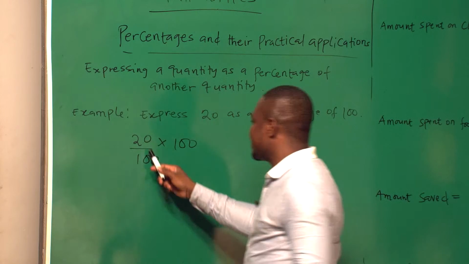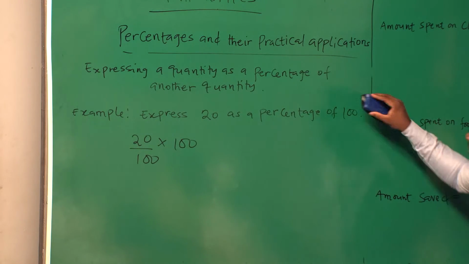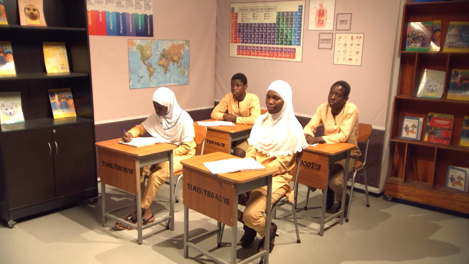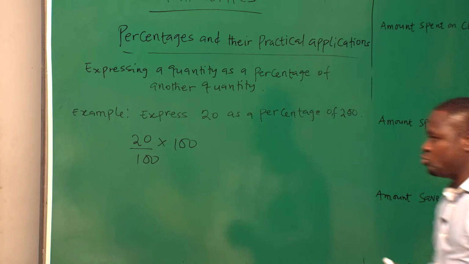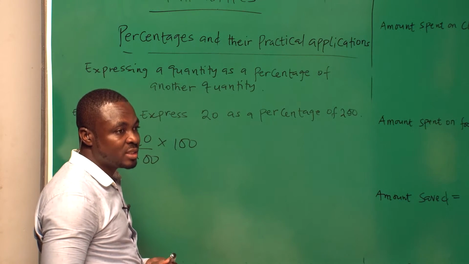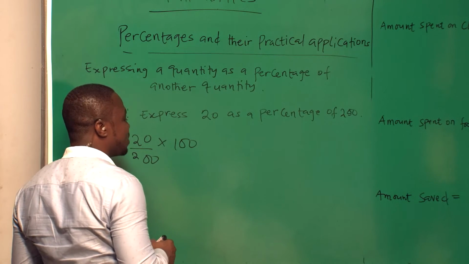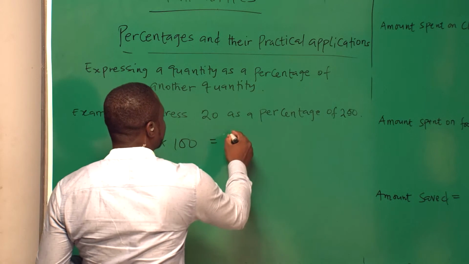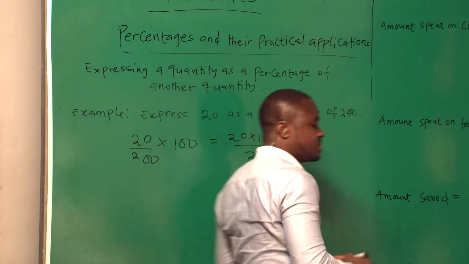So 20, let me just change it to 200, so that you understand perfectly what I'm talking about. You are expressing 20 as a percentage of 200. So you have 20 over 200 times what? 100. Are you okay? All right. This one is the same as 20 times 100 over 200. Agreed?